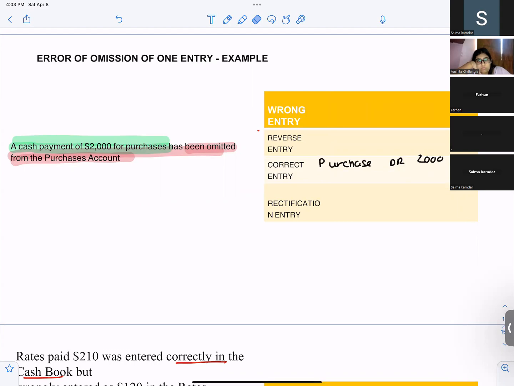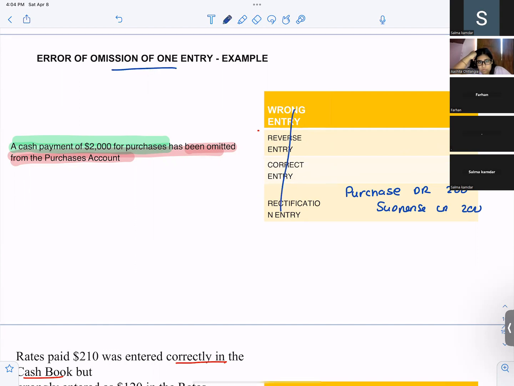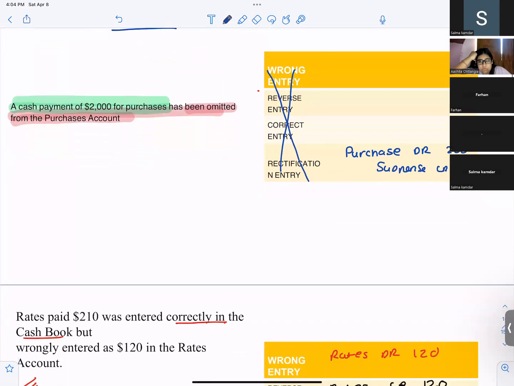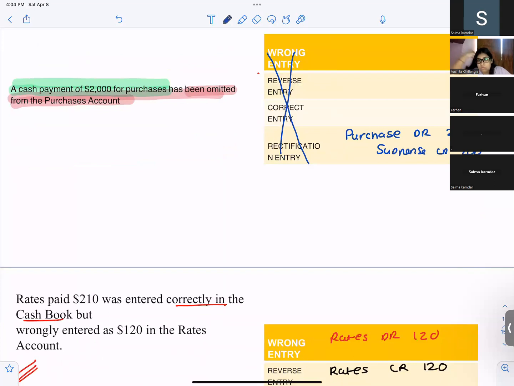The rectification entry of this I have taught you all. You will write what you did not do. So you will write purchases debit and suspense credit. I have taught you this: when it is partial omission, you don't do wrong, reverse, correct rectification. You will pass the correct entry.